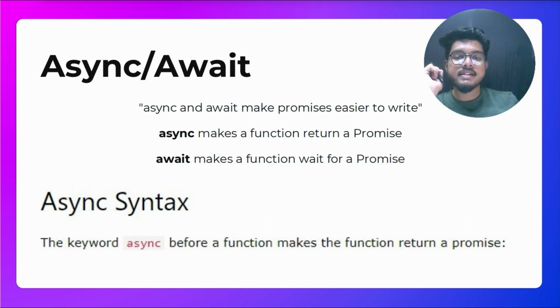Async await is nothing but keywords that make promises easier to write. What do I mean by this? Async and await are keywords that provide you with the structure of making your promises easily. I know it is confusing. I'll not get into practical, just understand this theoretical concept.